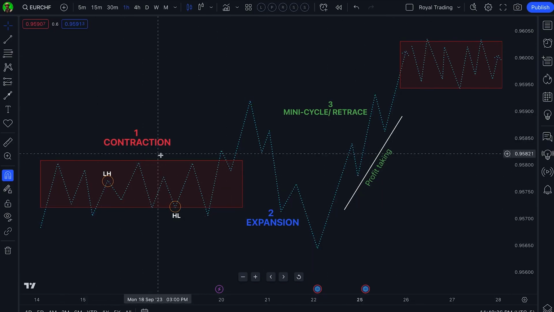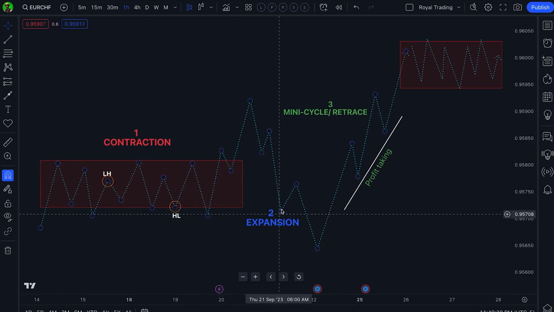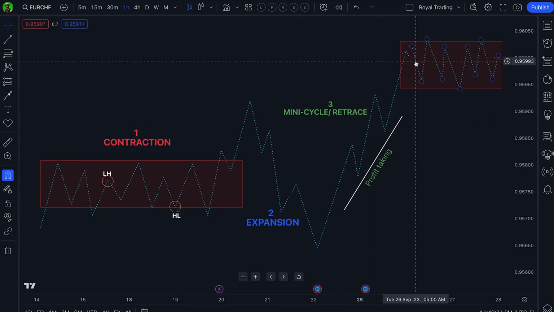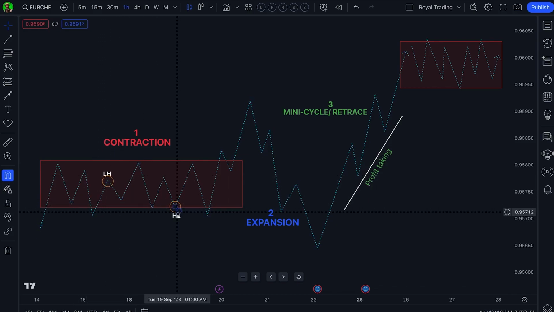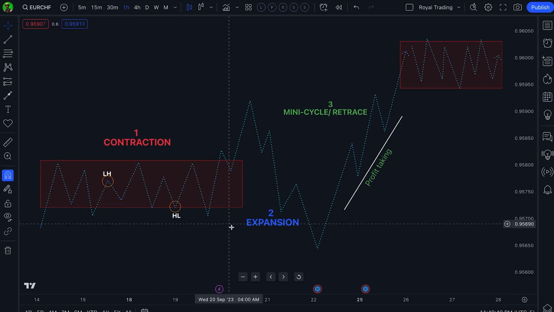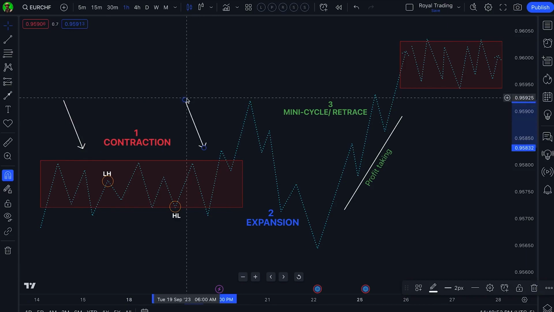As you can see, this pattern has three major phases: a contraction phase, expansion, and then a retrace or mini-cycle phase. When a contraction phase is formed, as we have here, it's characterized by a lower high and higher low. This phase in the market is where price movement has significantly slowed down, and during these phases, it's presumed that large market participants are accumulating orders.